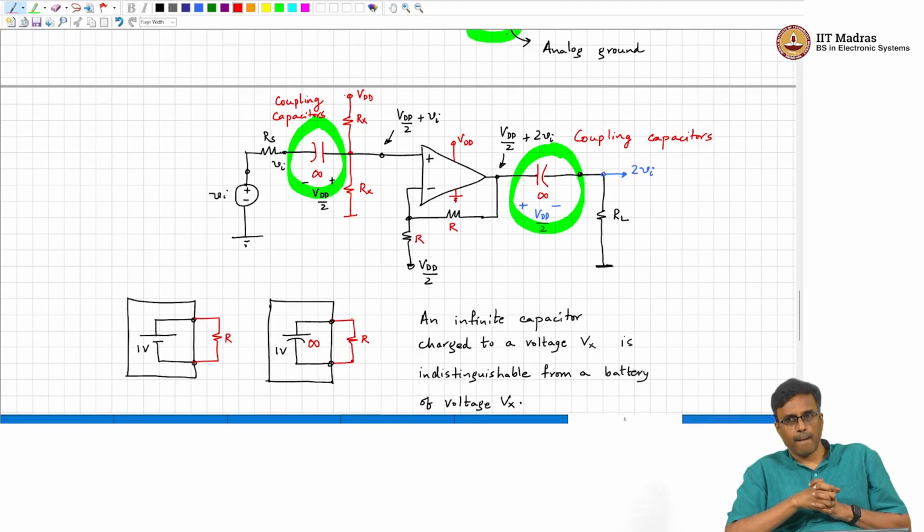All right. But of course, on paper we can say capacitance is infinite, but in practice you can't bring an infinite capacitor. The only thing you can do is, instead of putting an infinite capacitor, you put a large capacitor. Now, the question is, what is the meaning of large, right?